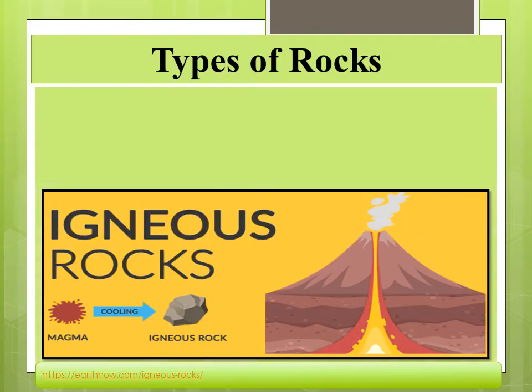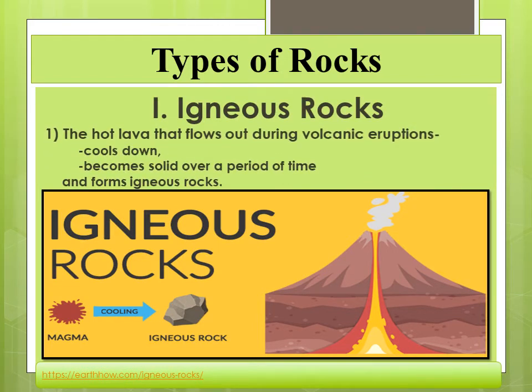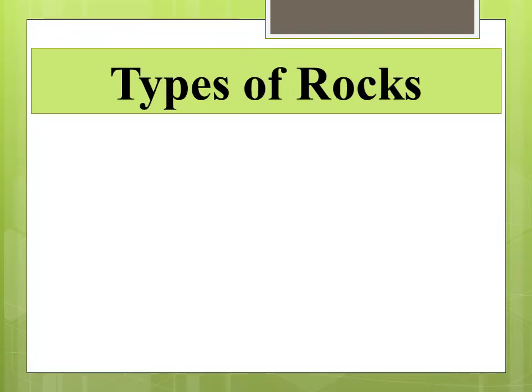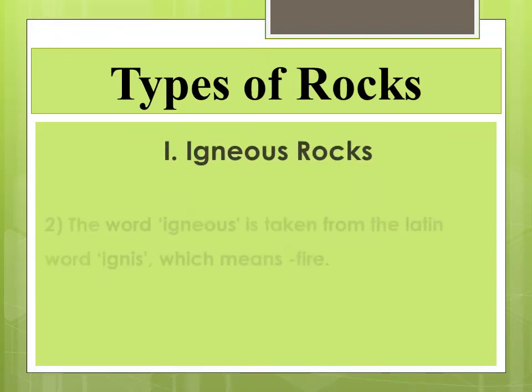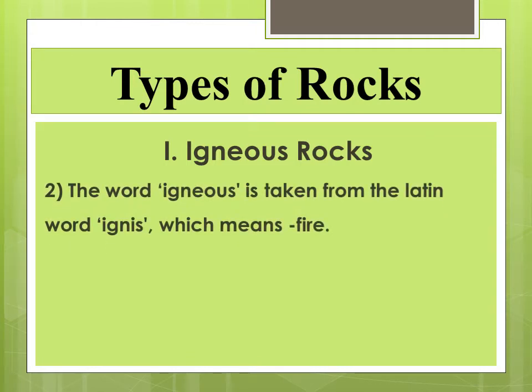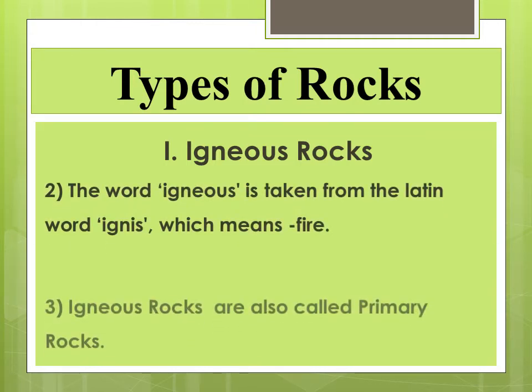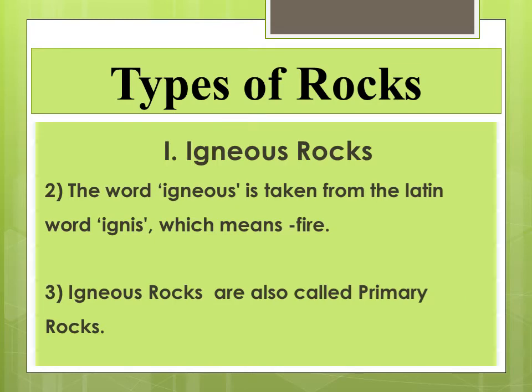First of all, let's discuss about first type of rocks, that is igneous rocks. The hot lava that flows out during volcanic eruptions, it cools down and becomes solid over a period of time and forms igneous rocks. The word igneous is taken from the Latin word ignis, which means fire. Igneous rocks are also called primary rocks.